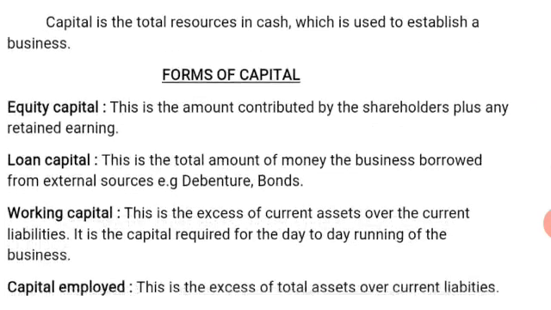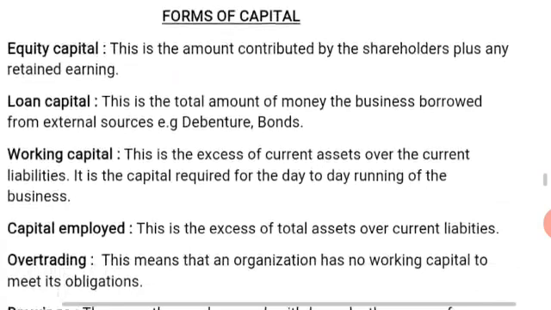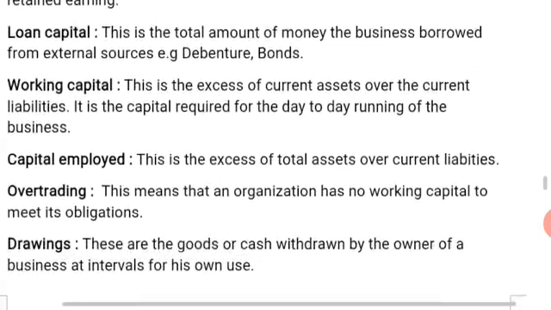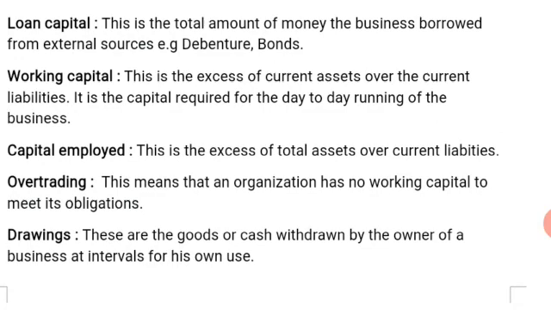From there, let us look at the forms of capital that we have. Forms of capital, briefly. One, equity capital. This is the amount contributed by the shareholders plus any retained earnings. Loan capital. This is the total amount of money the business borrowed from external sources, from third parties. Examples are debentures, bonds, etc.